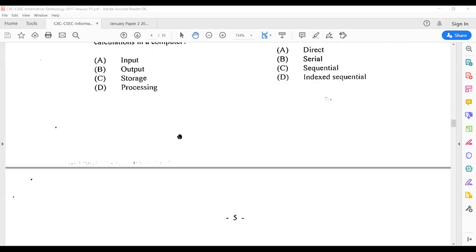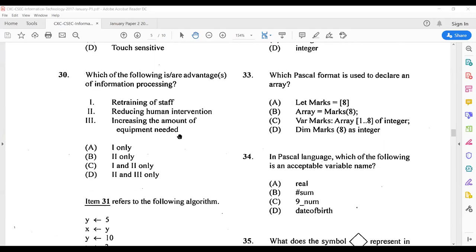Yes, sir. Okay. All right, so let's move back to 30. Which of the following is or are advantages of information processing? One, retraining of staff. Two, reducing human intervention. Three, increasing the amount of equipment needed. So considering these three options, what do you consider an advantage or advantages of information processing?